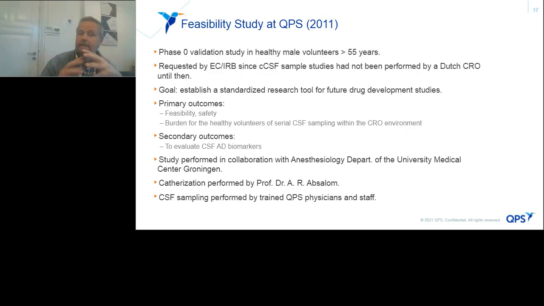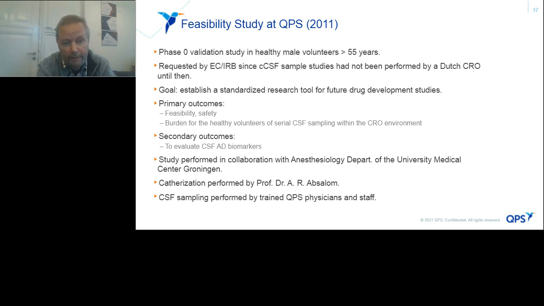Now, before we started with this whole procedure, we had a long discussion with the ethical committee, and they asked us to perform a phase 0 study, a validation study, in 7 healthy male volunteers older than 55 years. And the goal was to establish a standardized research tool for future drug development with the primary outcomes of feasibility and safety. But most importantly, the EC wanted to know what the burden is for the healthy volunteers after and during serial CSF sampling within a zero environment. And the reason for doing that is we were the first CRO in the Netherlands who performed it.